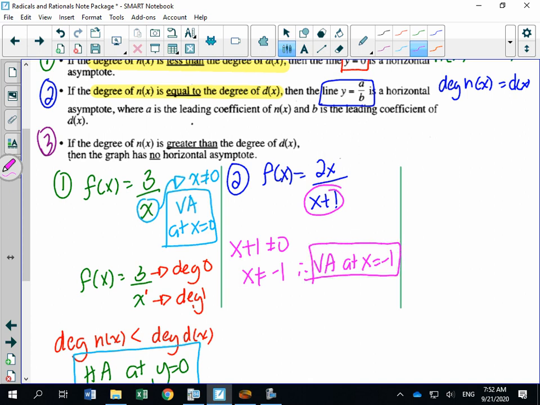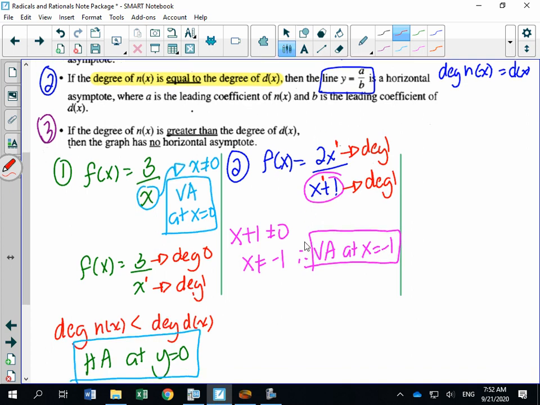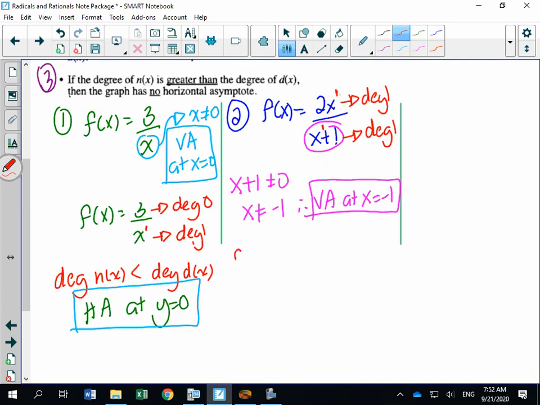But now I need to find the horizontal asymptote. So for the horizontal asymptote, I need to look at the degree. This is a degree 1, and this x is to the power of 1, so that polynomial is a degree 1. So what we have is the degree of n of x is equal to the degree of d of x. Therefore, we have a horizontal asymptote at the line y is equal to a over b.